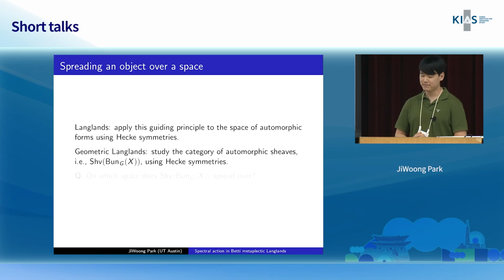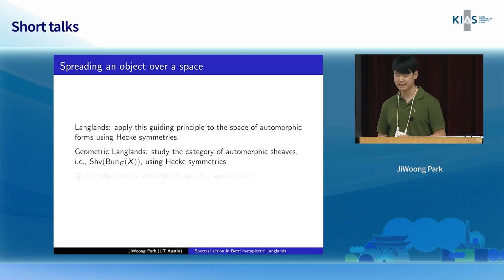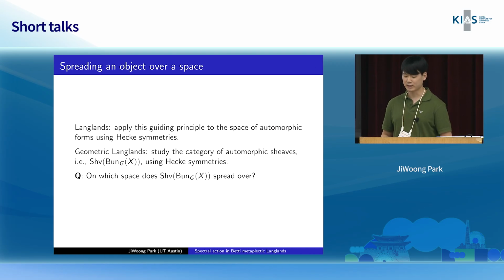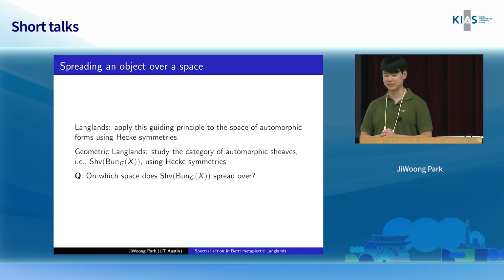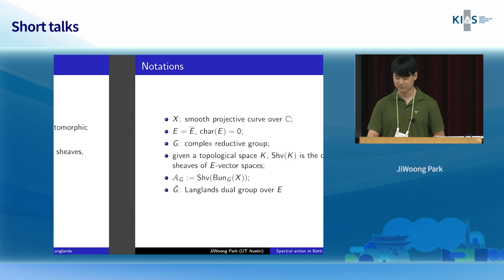In the Langlands program, we apply this guiding principle to the space of automorphic forms using Hecke symmetries. And in geometric Langlands, we study the category of automorphic sheaves, namely sheaves on Bun_G, using this Hecke symmetry. So the natural question here is, on which space does this category of automorphic sheaves spread over?